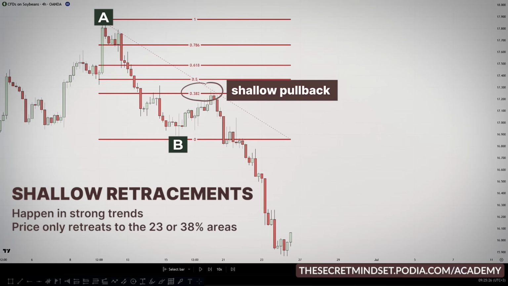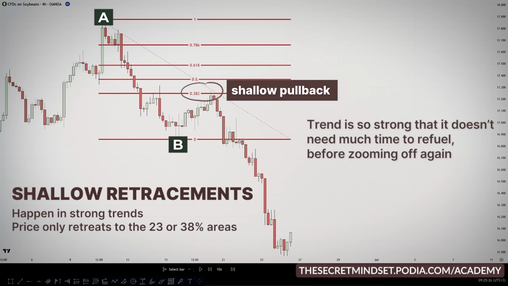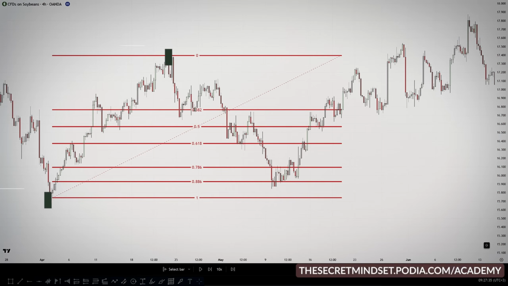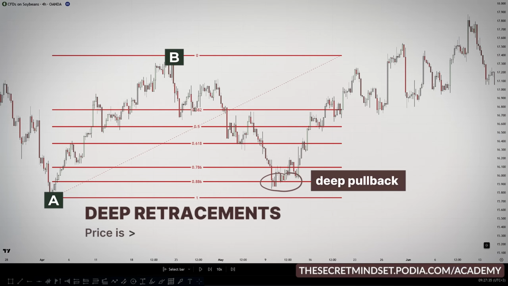In these cases, you'll often see the price only retreat to the 23 or 38% areas. The trend is so strong that it doesn't need much time to refuel before zooming off again. When you spot these shallow pullbacks, it's a sign that the trend is healthy and likely to continue. Deep retracements are more common when a trend isn't fully established yet.